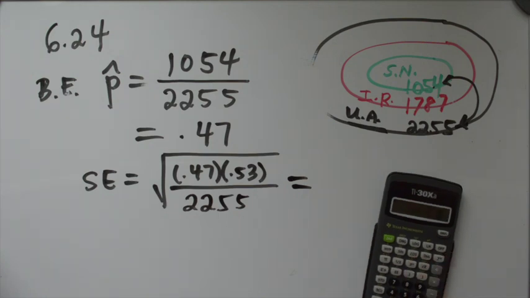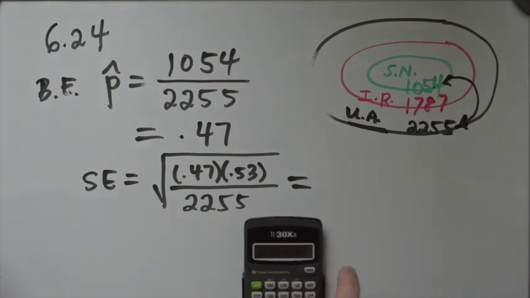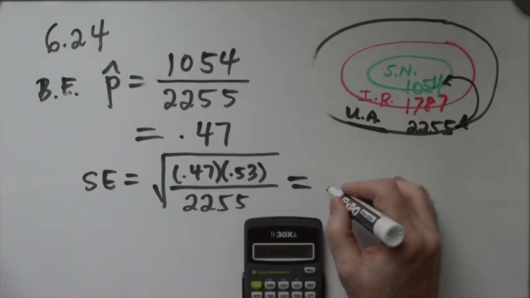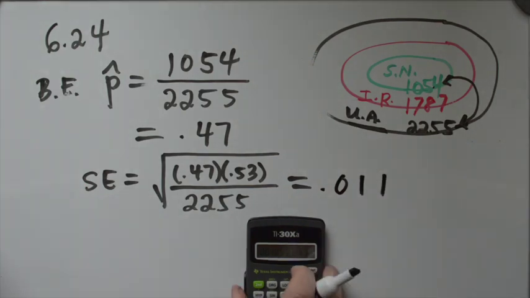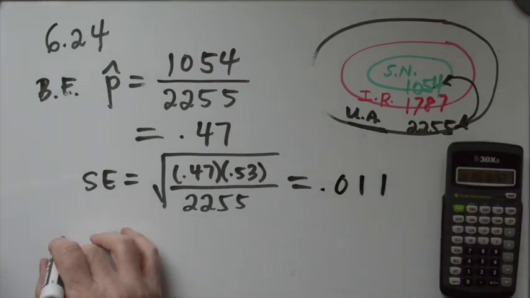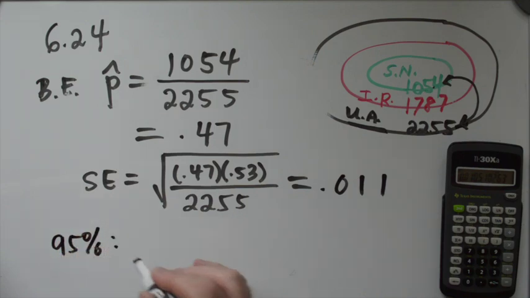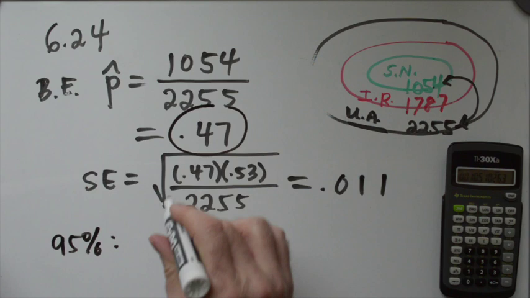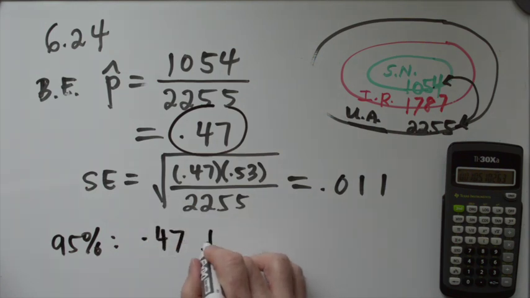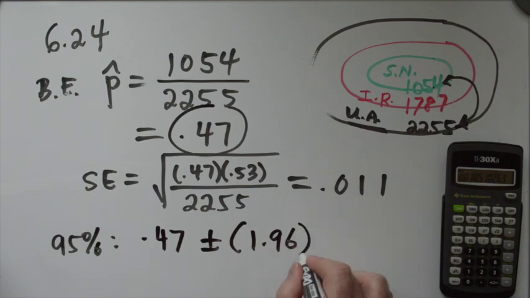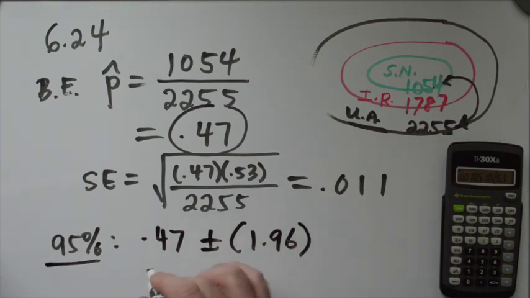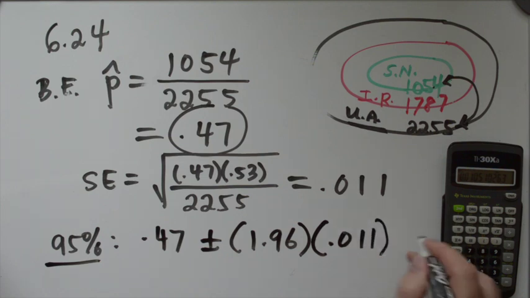So that's going to give us an SE that's on the order of, let's see, 0.47 times 0.53 divided by 2255. Take the square root. That's on the order of 0.0105. Let's call it 0.011. That's close enough. Okay, so our 95% confidence interval is going to be the usual thing. We're going to take our center, our best estimate, which forms the center of our interval, plus or minus the z cutoff that's appropriate for the 95% confidence level, and our standard error.